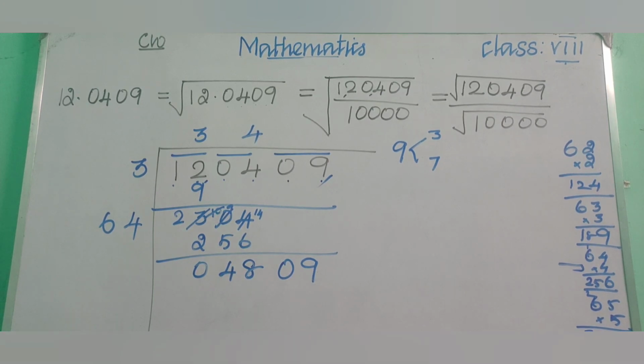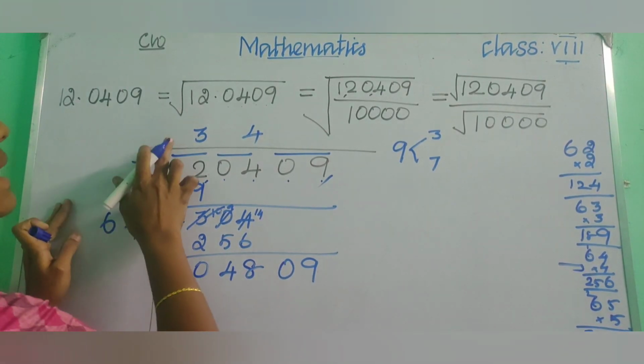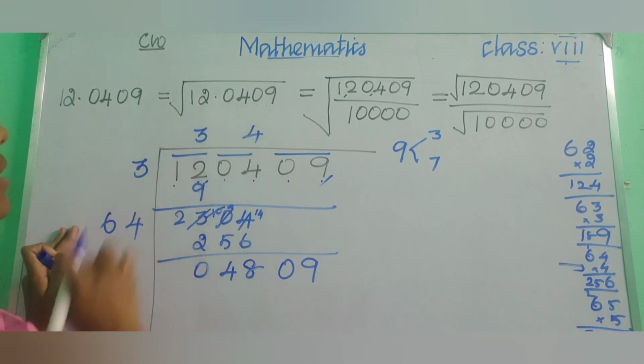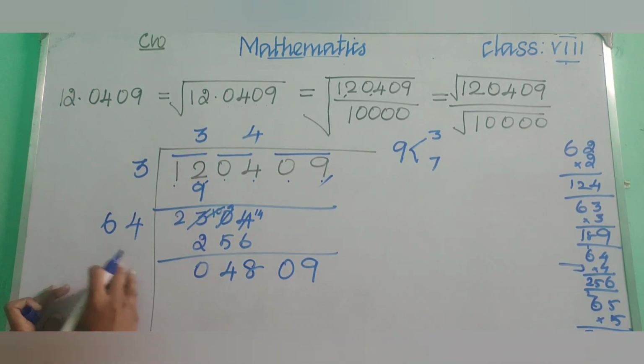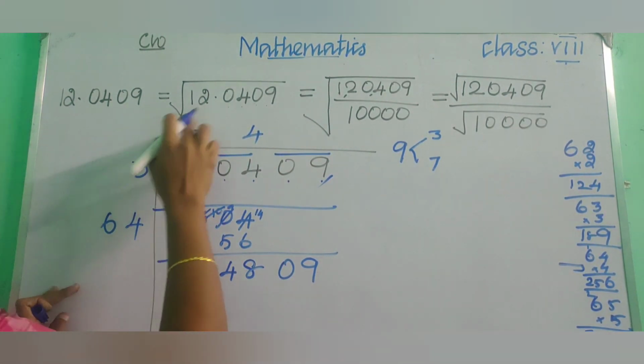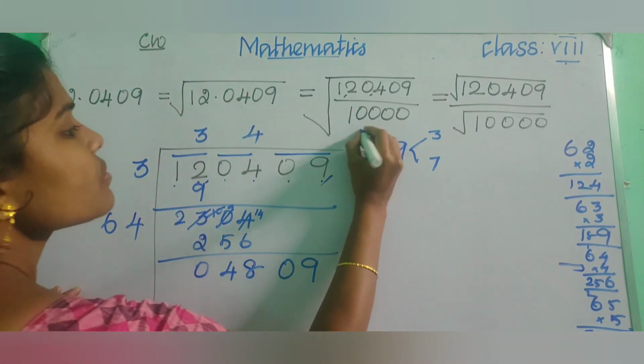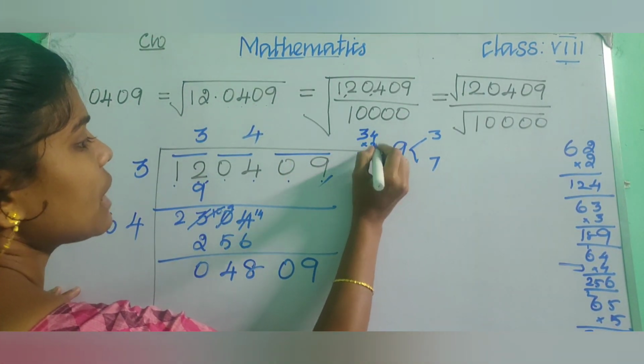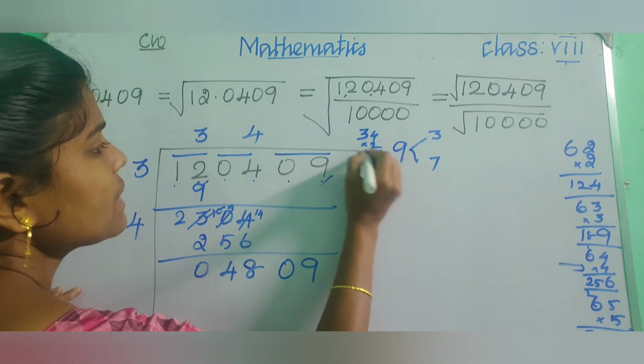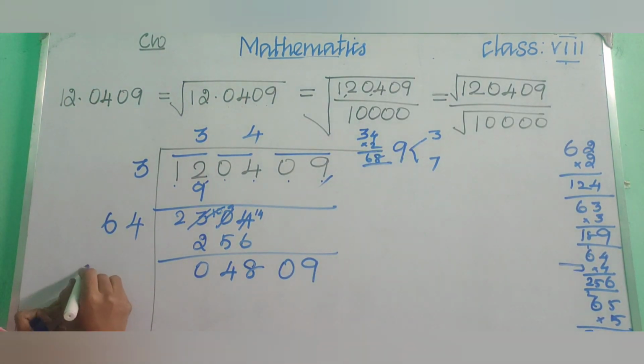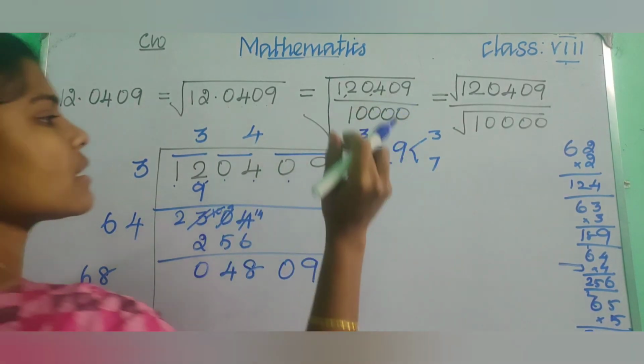Okay, children, what is the next step we need to do? We are having the quotient 34. So we need to get the divisor here, right? So we need to multiply 34 by 2. 2 4s are 8, 3 2s are 6. We will get 68.